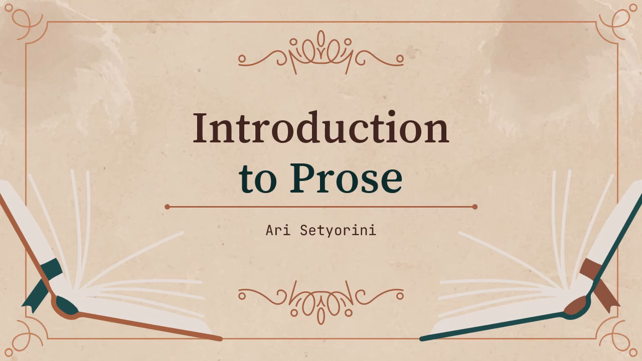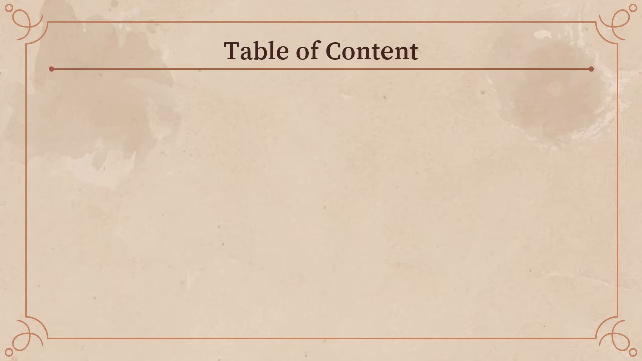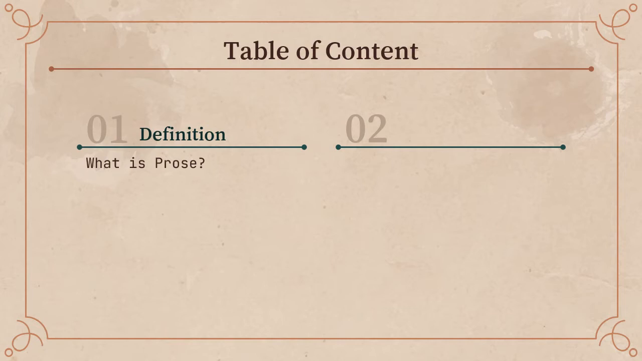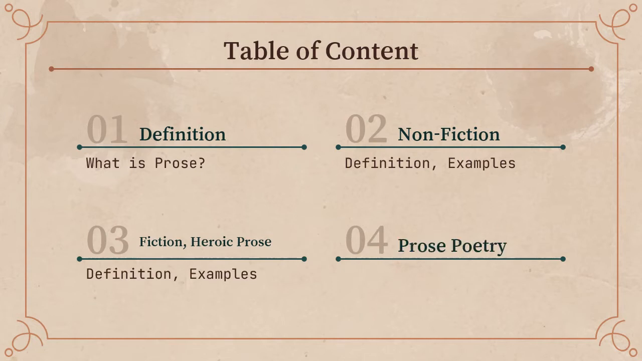Hi everyone, in today's video we are going to be talking about basic knowledge of prose. This video will be divided into 4 parts which relate to course objectives. First, we'll deal with the basic knowledge of prose, which is its definition. The next 3 parts will talk about the 4 kinds of prose, which are non-fictional, fictional and heroic prose, and the last is prose poetry.